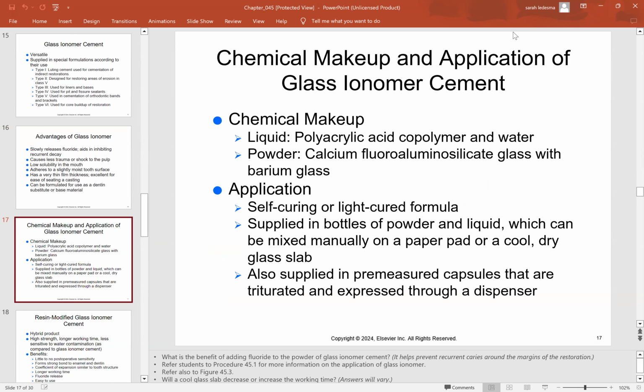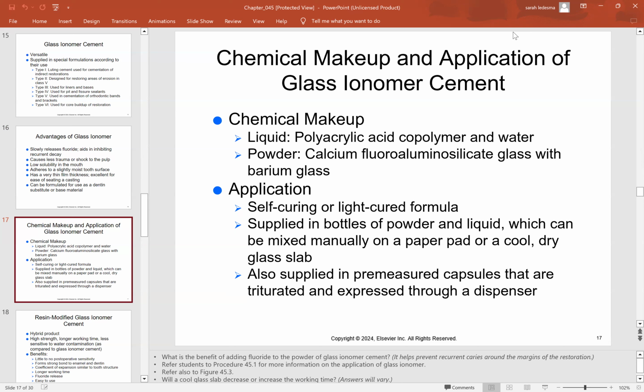Chemical makeup and application of glass ionomer cement. So the chemical makeup is a liquid and a powder: a polyacrylic acid copolymer and water, and then the powder is calcium fluoroalumosilicate glass with barium glass. The application is self or light cured.